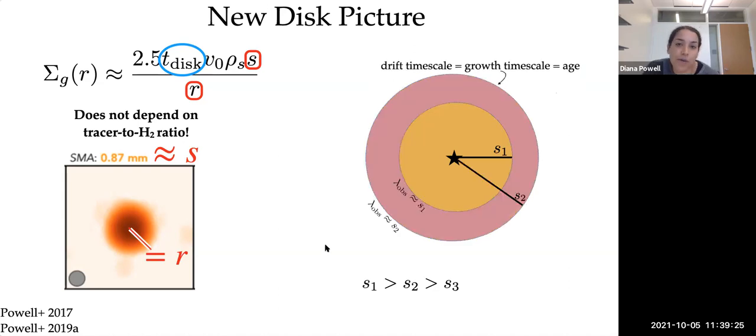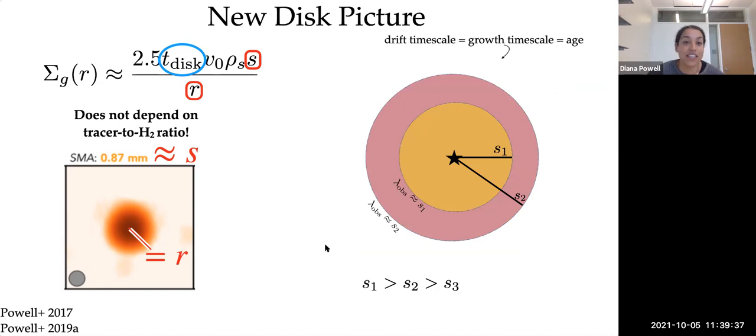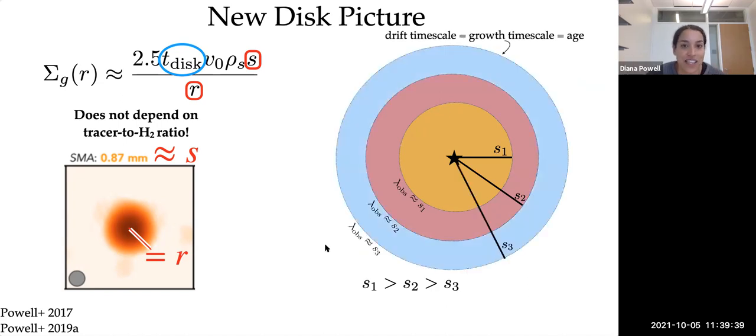Then the same is true for smaller particles of size S2 that will extend throughout the disk until they reach a radius where their timescales are equal. And again, for even smaller particles, S3, which extend to a further out radial region in the disk. And if you were to look at the system at an observing wavelength comparable to size S3, you would see a much more radially extended system.